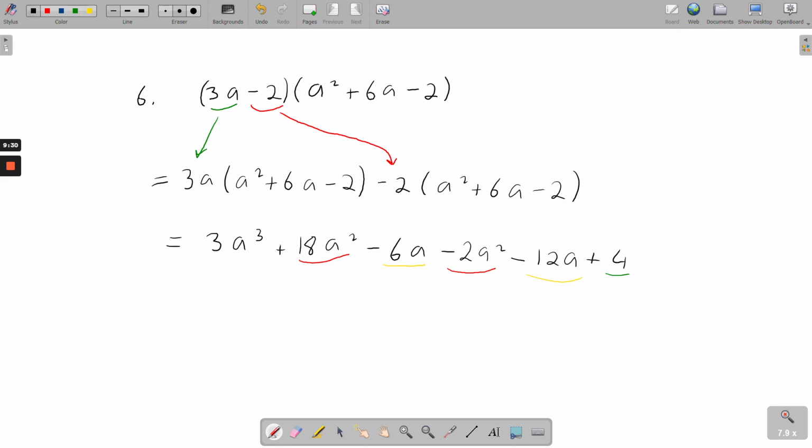So 3a cubed stays where it is. Plus 18a squared minus 2a squared, that's going to give you plus 16a squared. Next, minus 6a minus 12a, that gives you minus 18a. And then finally plus 4 there for your answer.